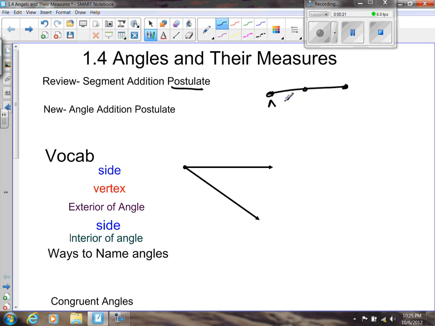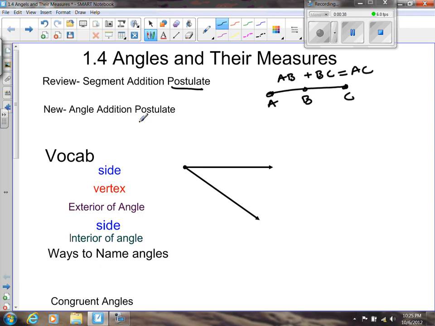We had A, B, C. This segment, AB, plus the segment BC. If I add these two parts together, I get the total segment AC.